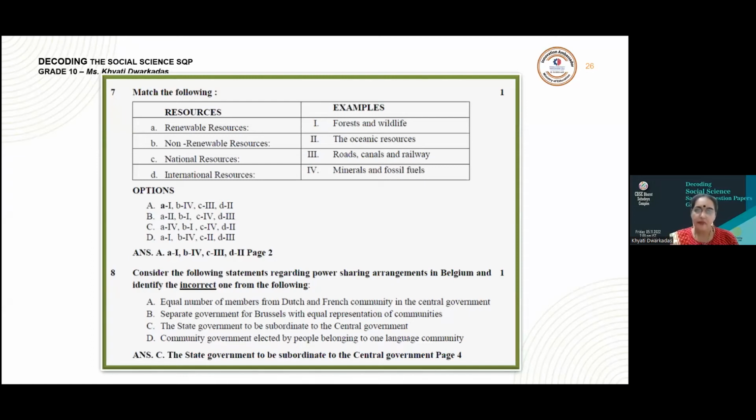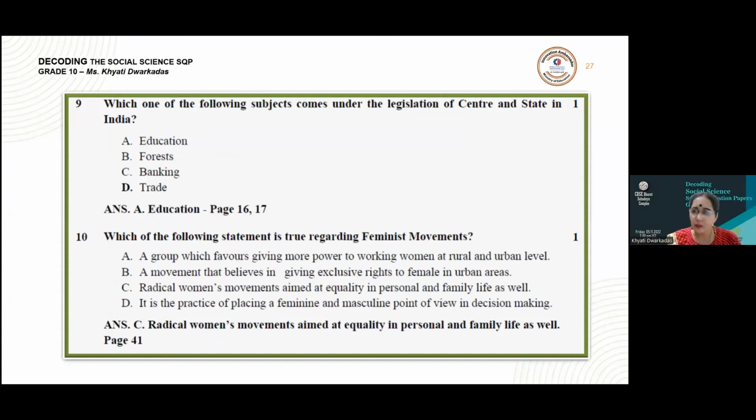It's very clear. When we look at question 9, which one of the following subjects comes under the legislation of center and states in India? And we have education, forest, banking, and trade. So I think Sobi, you joined a bit late. We will be taking in questions at the end of the session. In the meantime, let us analyze this SQP question-wise. And we realize it is a good direct question.